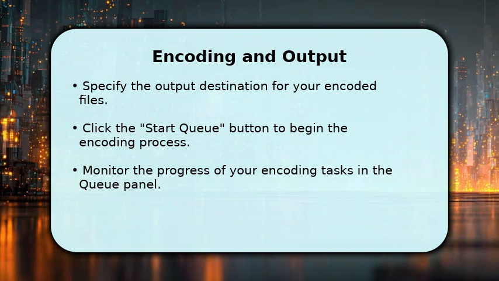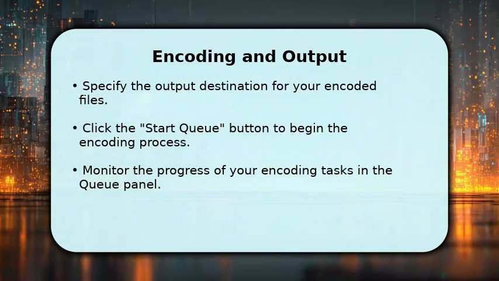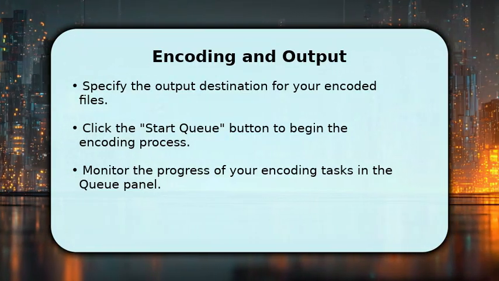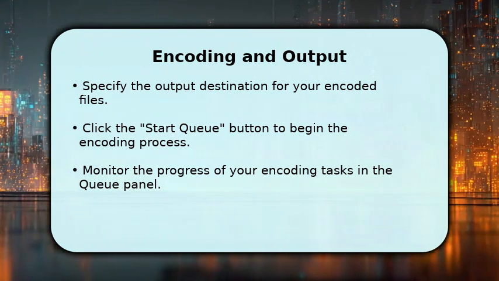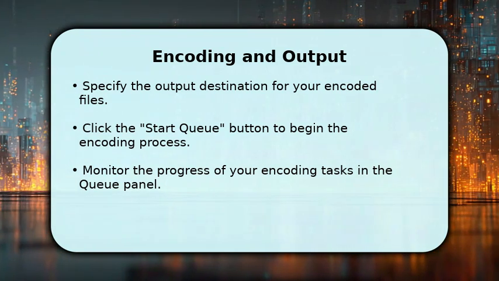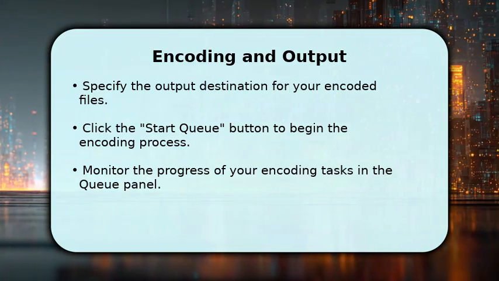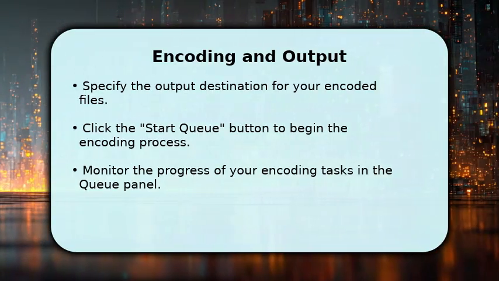Once everything is configured, simply click the green Start Queue button. Adobe Media Encoder will then begin processing your files, whether it's a single 2 GB video or a batch of 20 smaller clips. You can track the progress in real time and even pause or reorder tasks as needed, ensuring efficient completion of all your media exports.